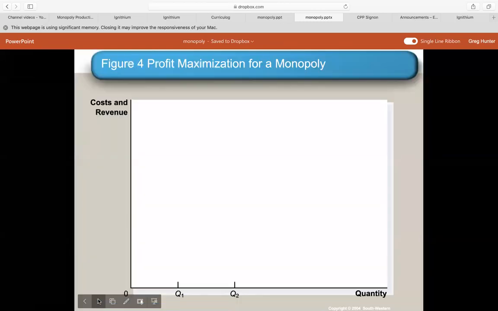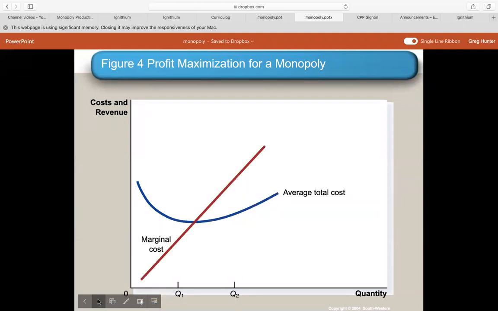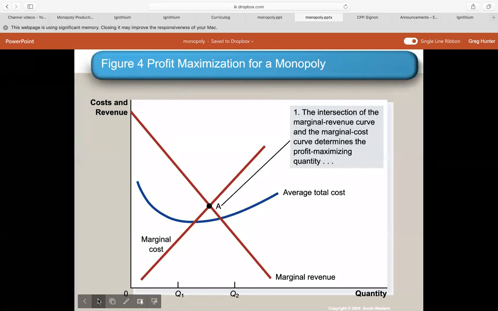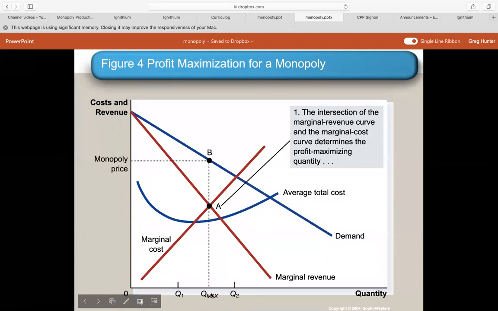Pay close attention. There's the average total cost curve, there's the marginal cost curve, and there's the marginal revenue curve. Where they cross at point A here, that is the first part of the equilibrium, and it gives us the monopolist's Q max. Once we identify that Q max, we go up the demand curve and we find the monopolist's price.